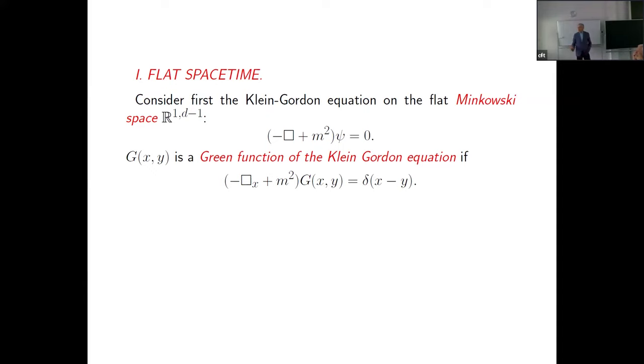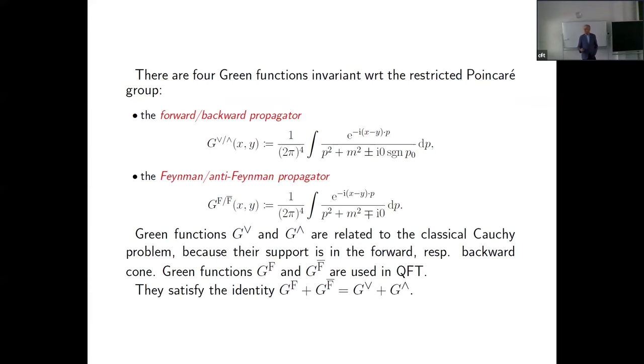But okay. A Green function, I will use the following terminology. A Green function of this equation is a function which depends on two variables, such that when you apply this Klein-Gordon operator, you get the delta function. Similarly, if you put y here. So this is the usual definition of a Green's function of an equation. If you have an elliptic equation, you have typically just one Green function. This is not an elliptic equation, and you have many Green functions, but four of them are distinguished.